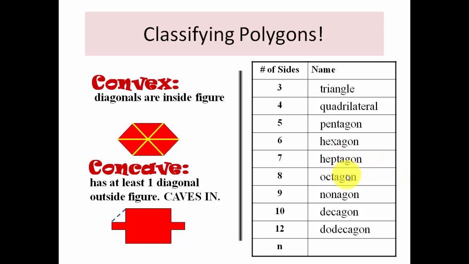And then for any figure that has more than 12 sides, we're going to call it an n-gon. So if it had 20 sides, we would call it a 20-gon. Or if it had 15 sides, it would be a 15-gon.